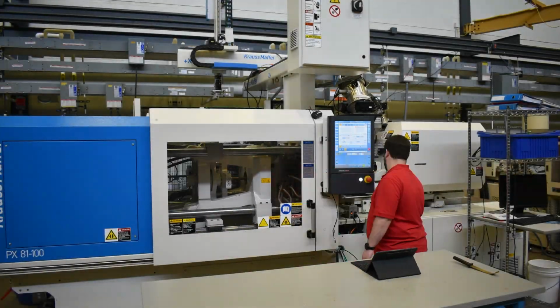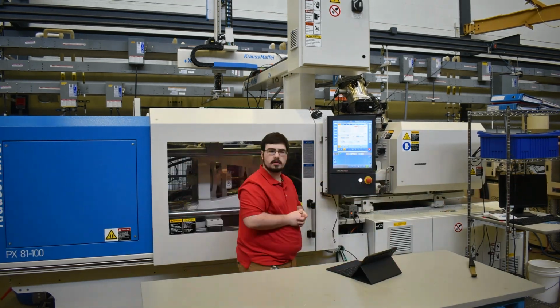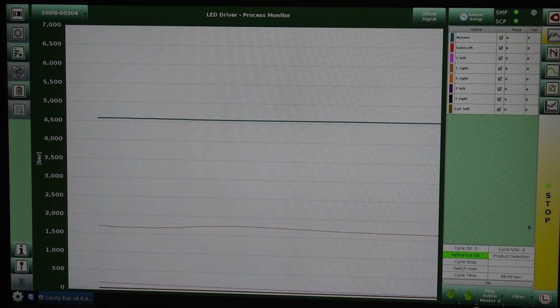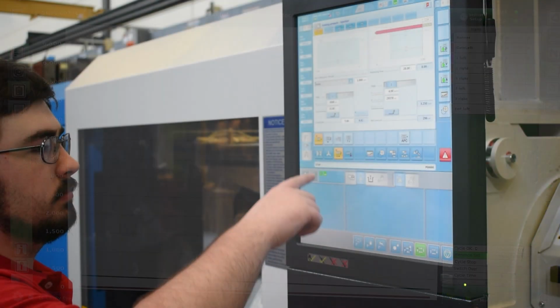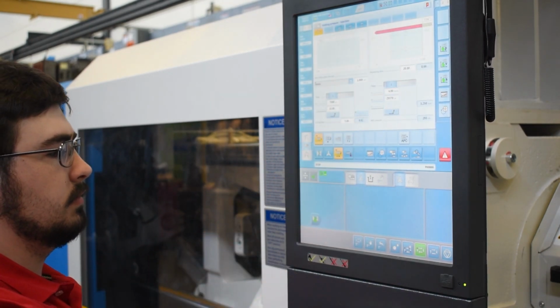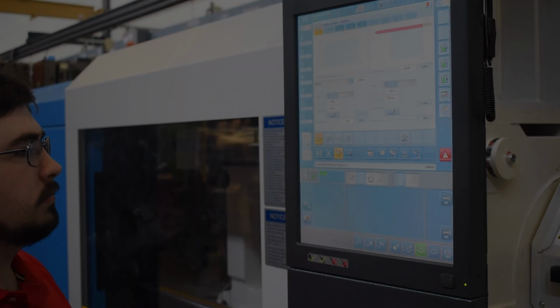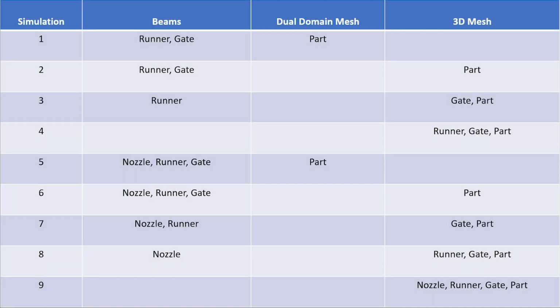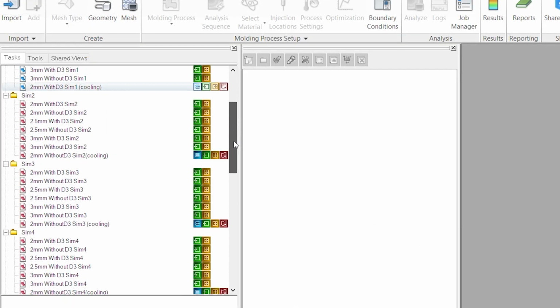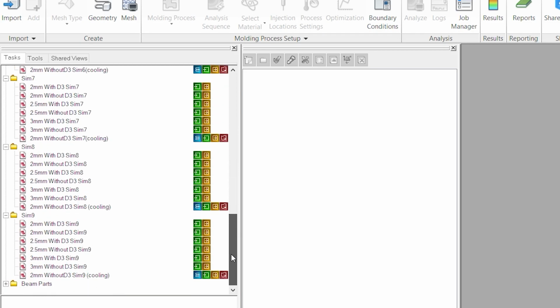Once mold inserts were machined, the real process was able to be established on our lab's KraussMaffei injection molding machine. This real process allowed us to collect the pressures found both in the cavity as well as behind the screw. Process settings were also collected to ensure that future Moldflow simulations would be as close as possible to this real process. The Moldflow simulations were set up with the different mesh techniques as well as with and without D3. The process settings were updated to match the real process as well. In total, 54 simulations were set up to test these different conditions.